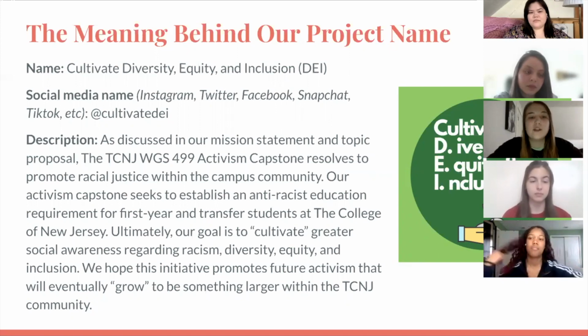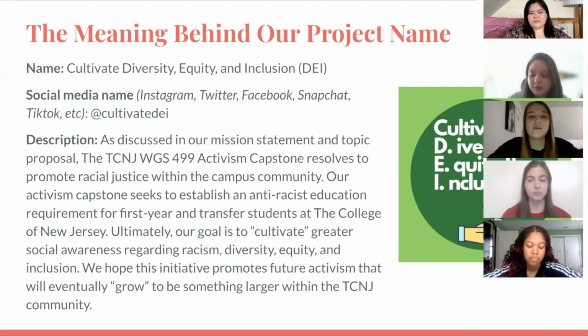And as discussed in our mission statement and topic proposal, our activism capstone resolves to promote racial justice within the campus community. Our capstone seeks to establish an anti-racist education requirement for first-year and transfer students at the College of New Jersey. Ultimately, our goal is to cultivate greater social awareness regarding racism, diversity, equity, and inclusion. And we hope that this initiative promotes future activism that will eventually grow to be something larger within the TCNJ community.